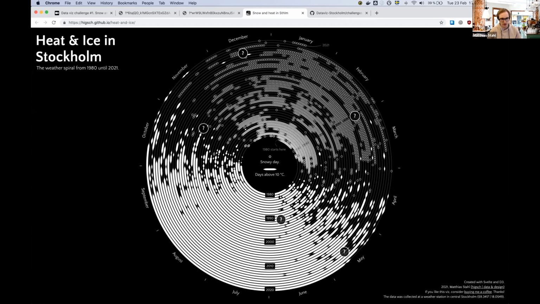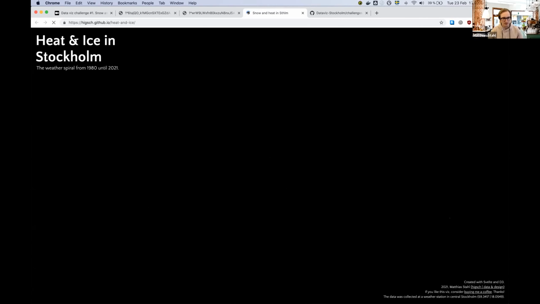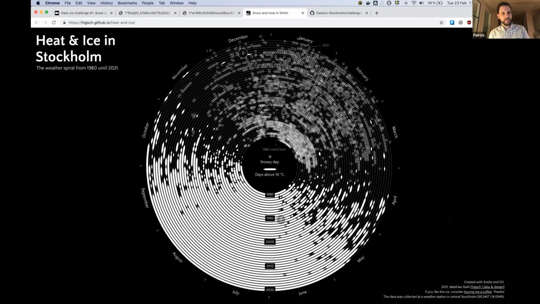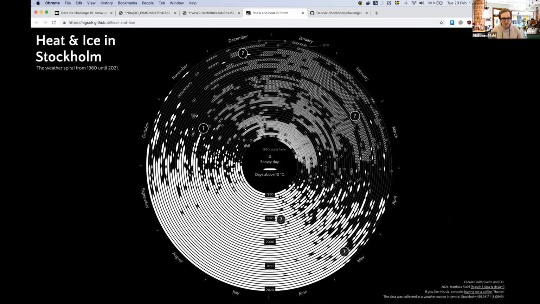And then I used these two symbols, the thickness of the spiral line for the temperature and the snowflakes, these rings. To make it a little bit clearer that this is the snow, I added the animation in the beginning when you load the page. Let's do that again. There we go. It's really nice. Yeah, so that was the reason behind it.